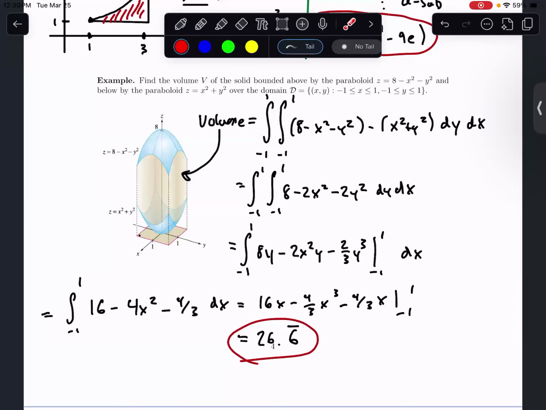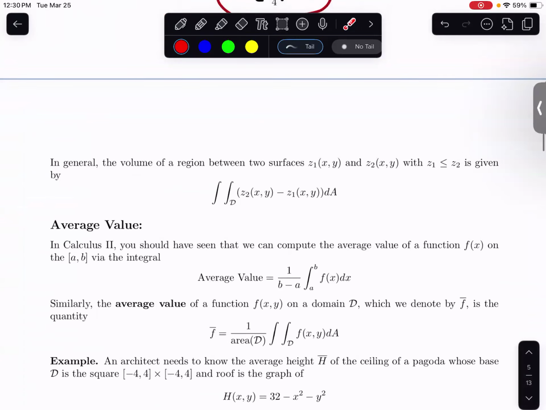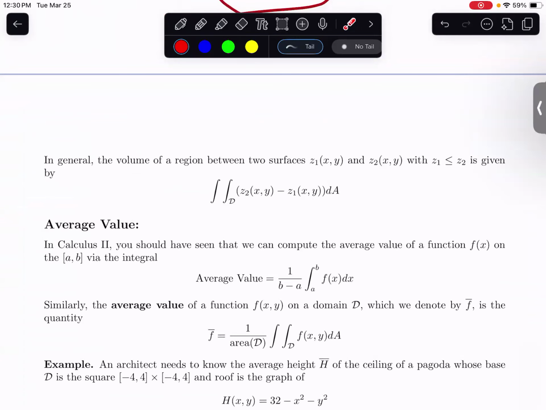Okay. Yeah, so there's another application we talked about in calculus. Oh, I think I have it right now. So in general, what we just did, the volume of a region between two surfaces Z1 and Z2, where Z2 is greater than Z1, is always going to be given by the difference given here. So it'd be the double integral of Z2 minus Z1, assuming Z2 is greater than Z1.